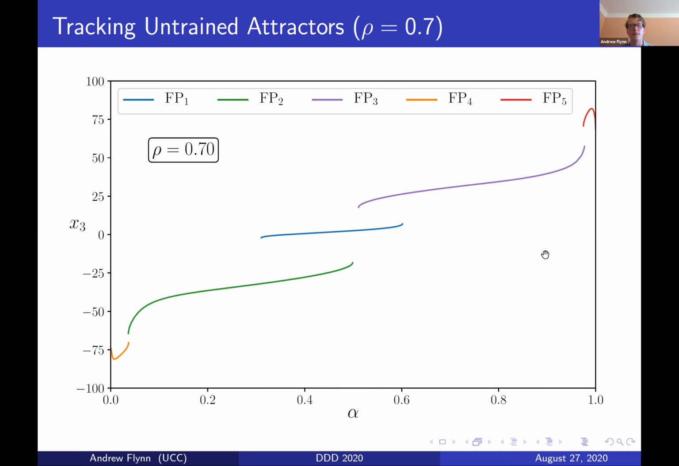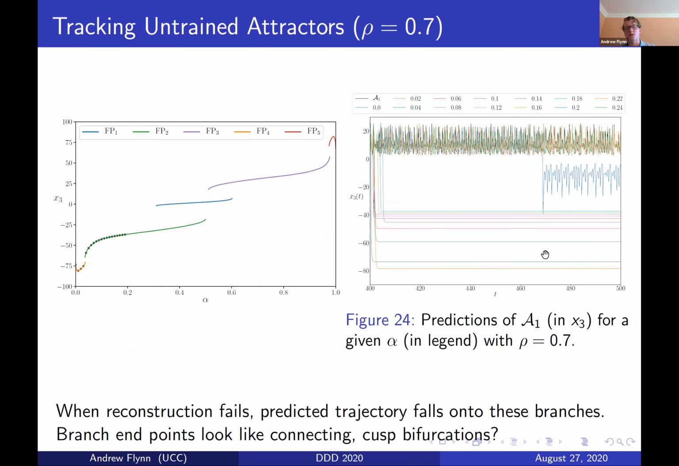What we observe is when reconstruction fails here. What I'm plotting on the right-hand side is the predictions of attractor A1 for a given alpha, shown in the legend, when rho is equal to 0.7. Essentially, when there is no data for attractor A1 seen by the reservoir, it quickly falls towards some fixed point. As I slightly increase the weight of the data of this attractor that the reservoir sees, I remain on the trajectory for a little bit longer, but I will fall towards some fixed point until I hit some critical point where I'm able to reconstruct the attractor.